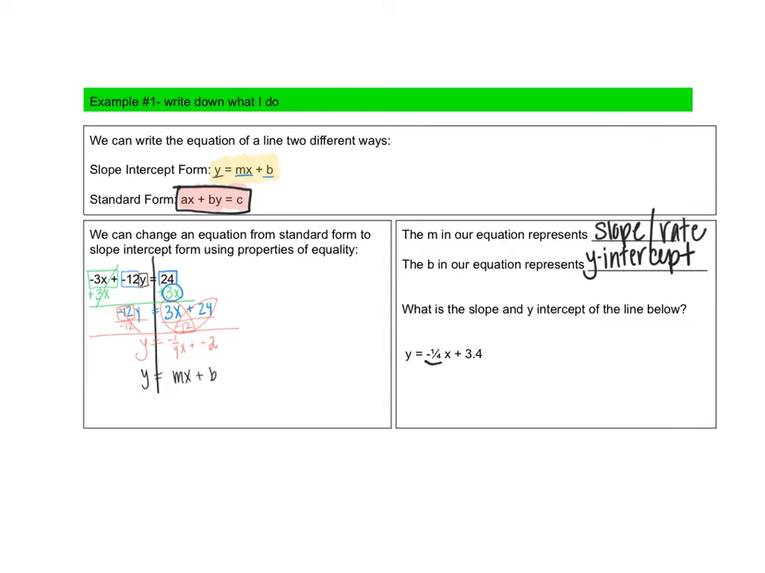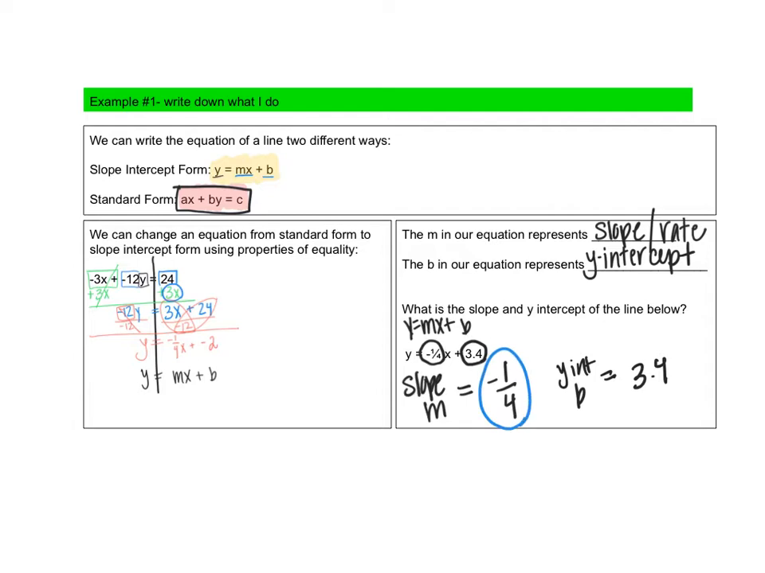Well, the m position, y equals mx plus b. The m position is -1/4. So our slope, or our m, equals down 1/4, -1/4. And then our y-intercept, which is our b, is 3.4. So if I were to graph this line, I would know that the slope is going down 1/4 and the y-intercept is crossing at 3.4. Okay? Hopefully this makes sense to you. You are going to do something just like this on the next slide.